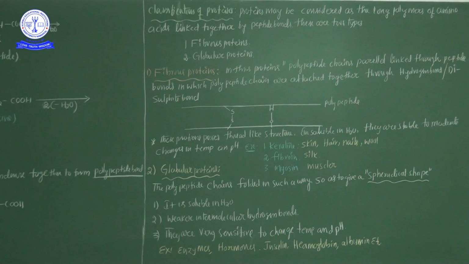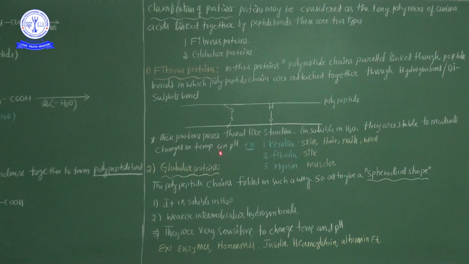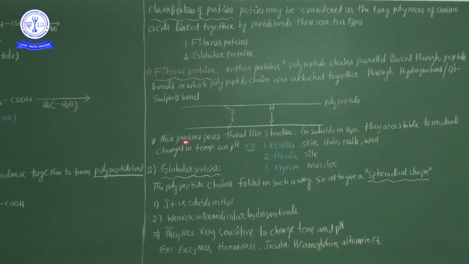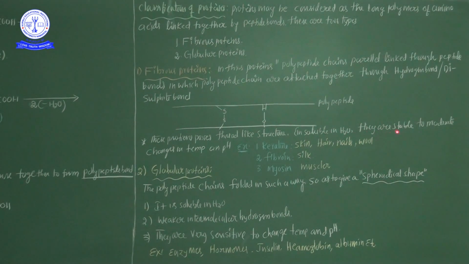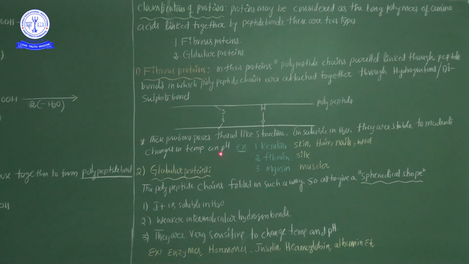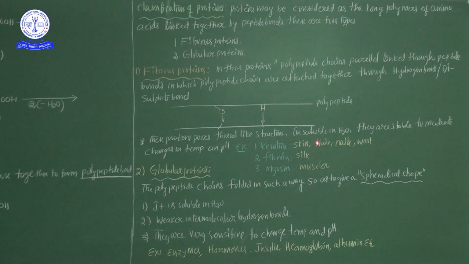Now the characteristics of fibrous proteins: these proteins possess a thread-like structure, insoluble in water. They are stable to moderate changes in temperature and pH. Best examples of fibrous proteins are keratin, fibroin, myosin. Keratin is present in the human body in skin, hair, nail, wool. Fibroin is in silk and myosin is in muscles. Okay? These are the fibrous protein category. Next, the second one is globular protein.